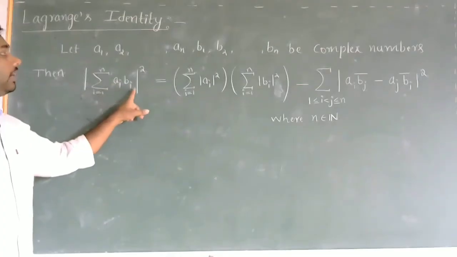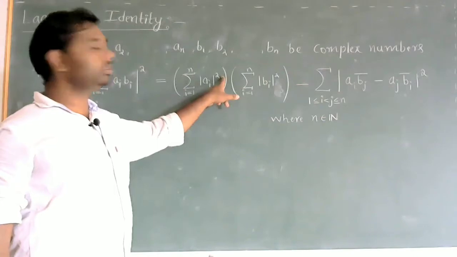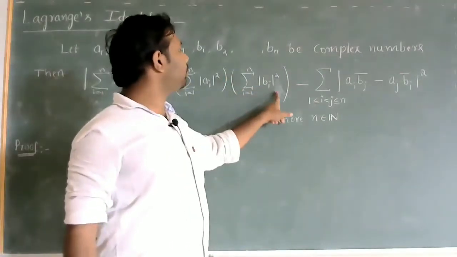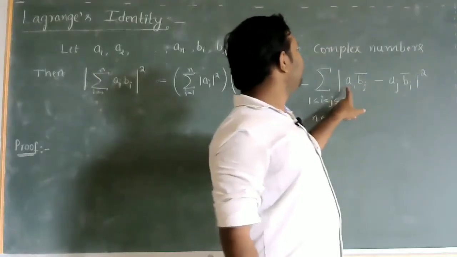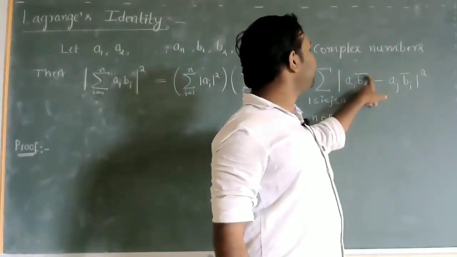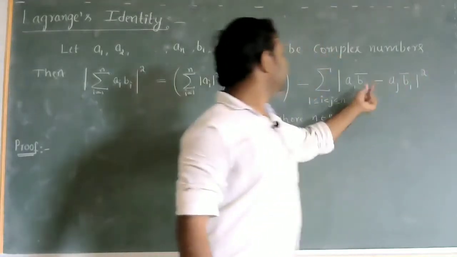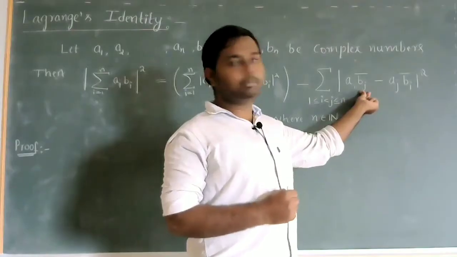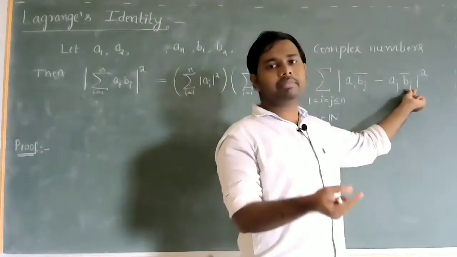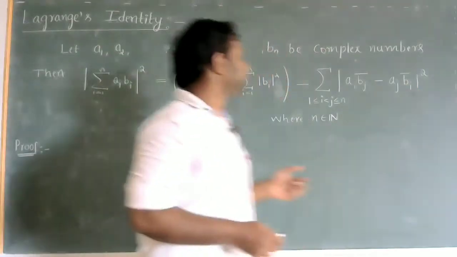the modulus of the summation of ai bi, whole squared, is equal to the summation of modulus ai squared times the summation of modulus bi squared, minus the summation of modulus of ai bj bar minus aj bi bar, whole squared. Here bj bar represents the conjugate of the complex number bj. Similarly, bi bar represents the conjugate of the complex number bi.